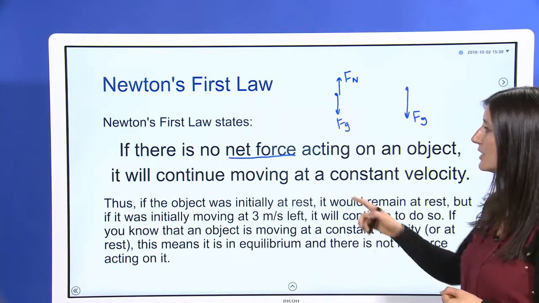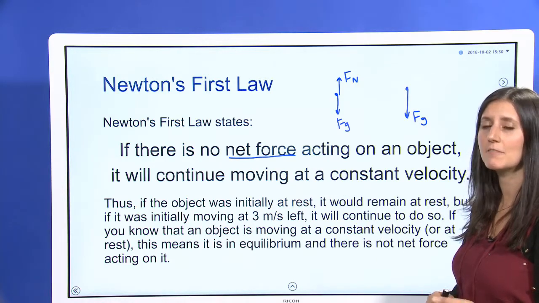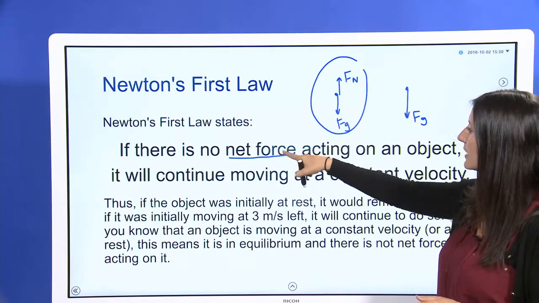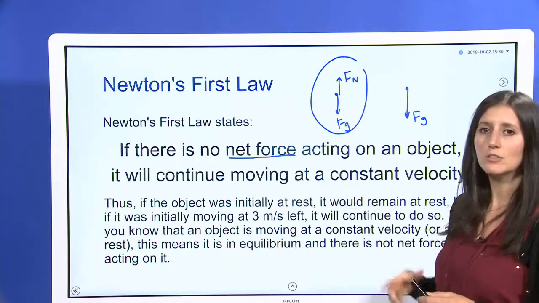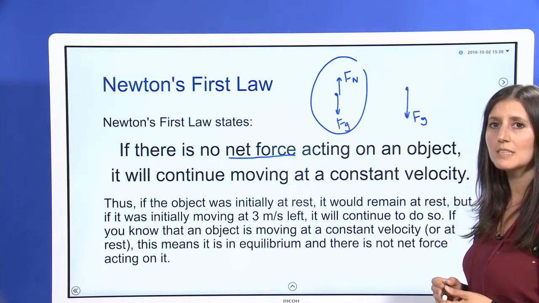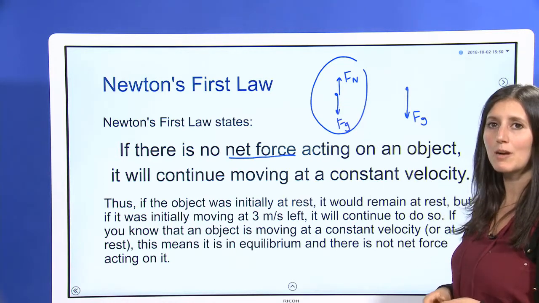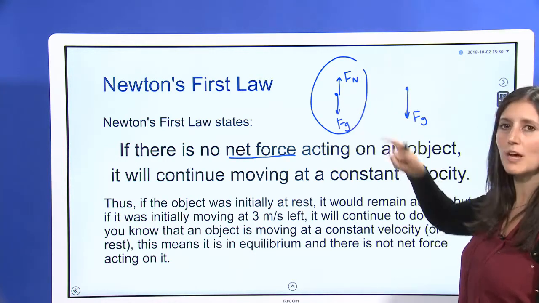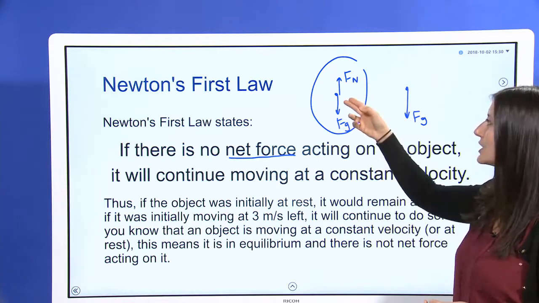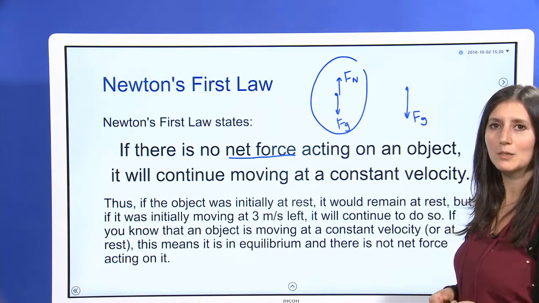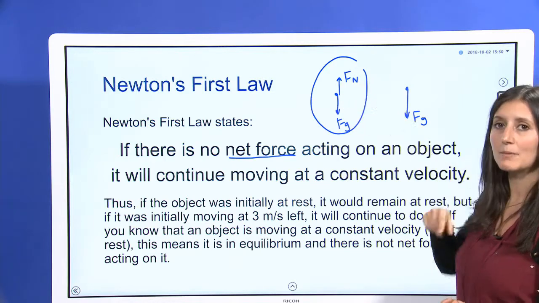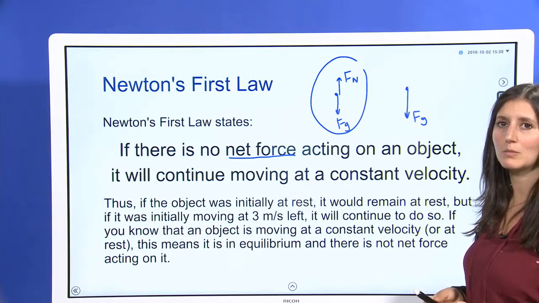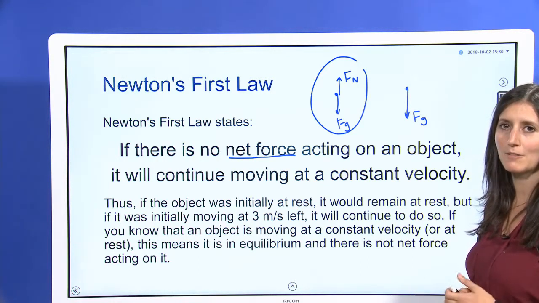Okay? So what we're saying with Newton's first law is that if there is no net force acting on an object, in an example like this, it will continue to move at a constant velocity. So for example, if this dog over here is at rest, it will continue to stay at rest forever as long as there is no net force. If the dog is initially moving at a speed of 1 meter per second, and the free body diagram looks like this, where there is still no net force, it will continue to move at 1 meter per second in the same direction forever. Okay?